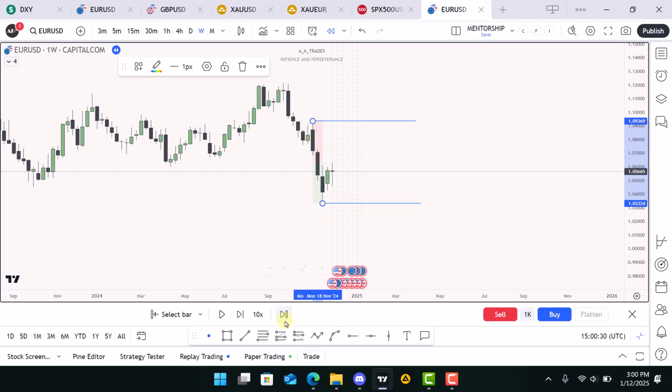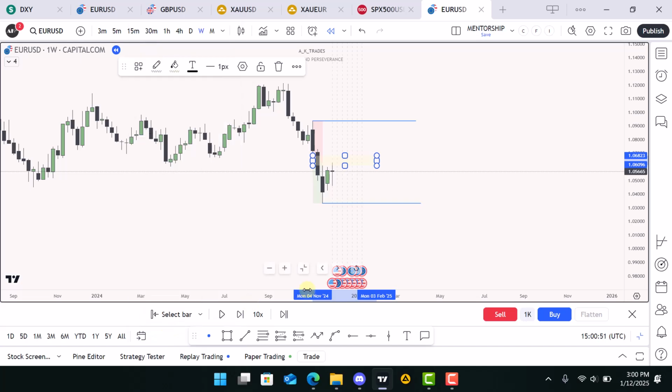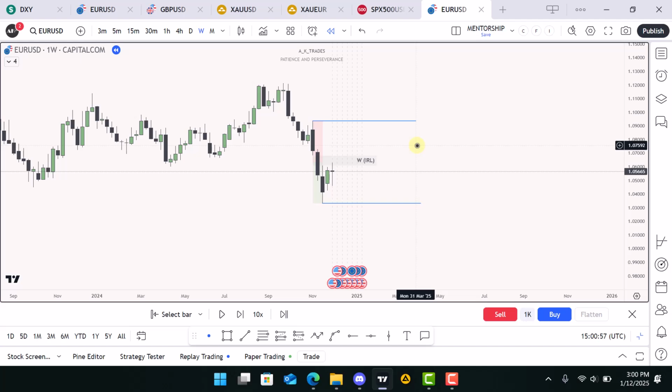So what I'm seeking to do is to trade from internal to external range liquidity on the weekly chart. We can see that at the premium level, there is a fair value gap, or internal range liquidity, residing here on the weekly chart.